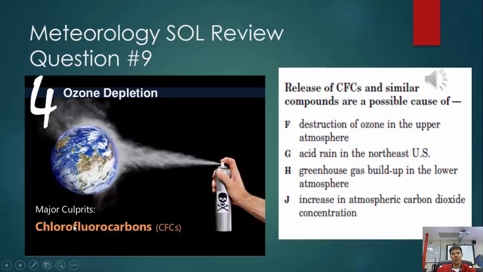That chlorine molecule can go up and it can take that O3 ozone molecule and break it down into an O2 and an O. So the best answer here is F, a destruction of the ozone in the upper atmosphere.